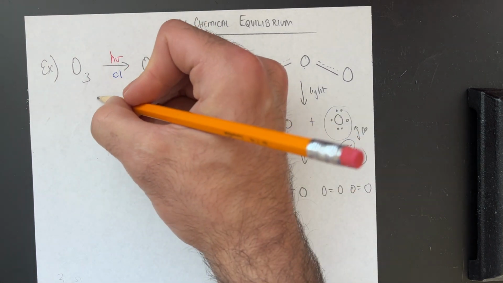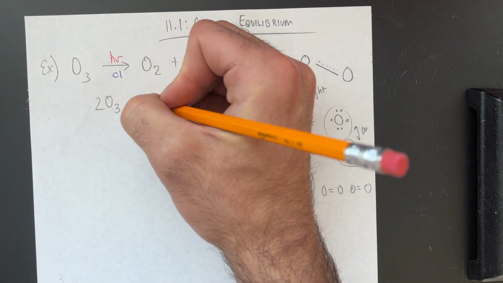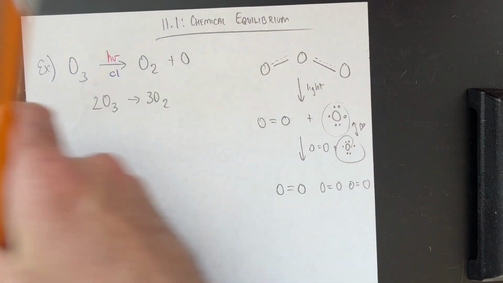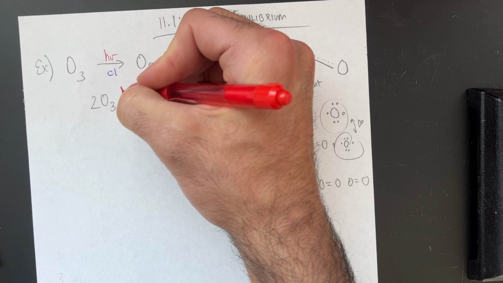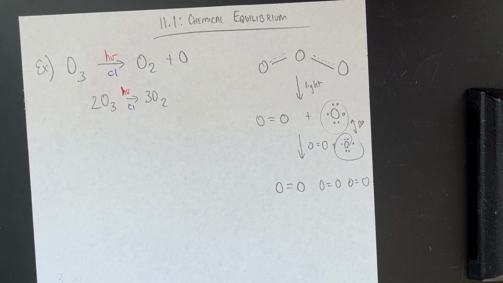And so we also could write it as 2O3 yields 3O2. Again, this is catalyzed as a result of Cl and hv. Interesting little reaction. And so we know this reaction. We learned it. We're familiar with it. I just reviewed it with you.